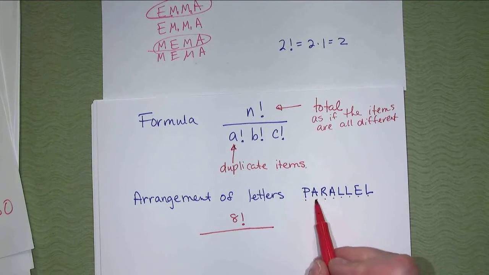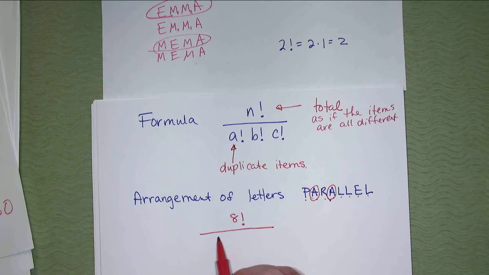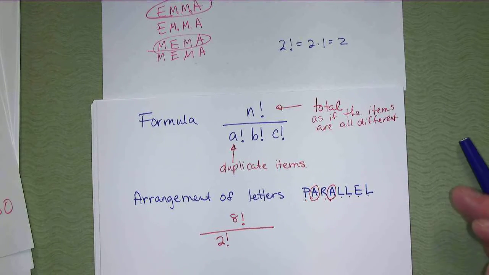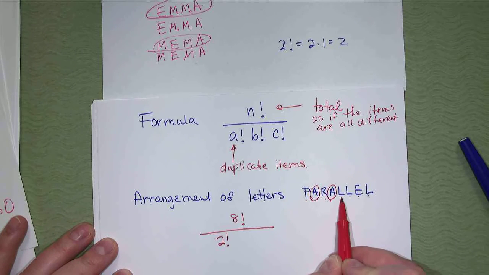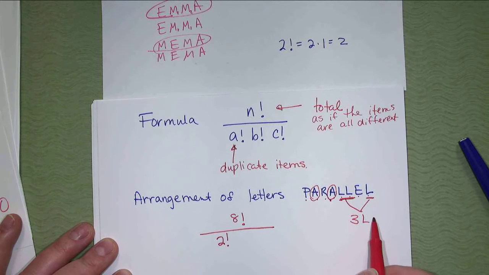So there were 2 A's. So we would divide by 2, just like the M's, or 2 factorial if we want to be technically correct. But it's still just 2. So that means every time we wrote one, we wrote another one with the A switched, it looked the same, so we don't want to count it. But what about the L's? How many L's are there? 3 L's.